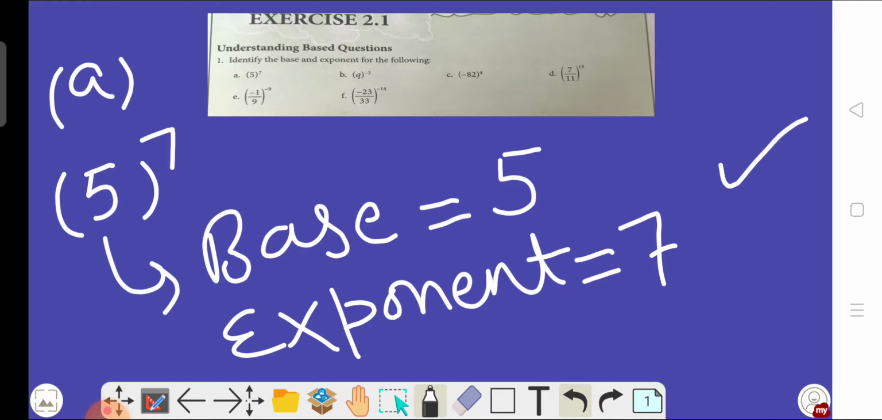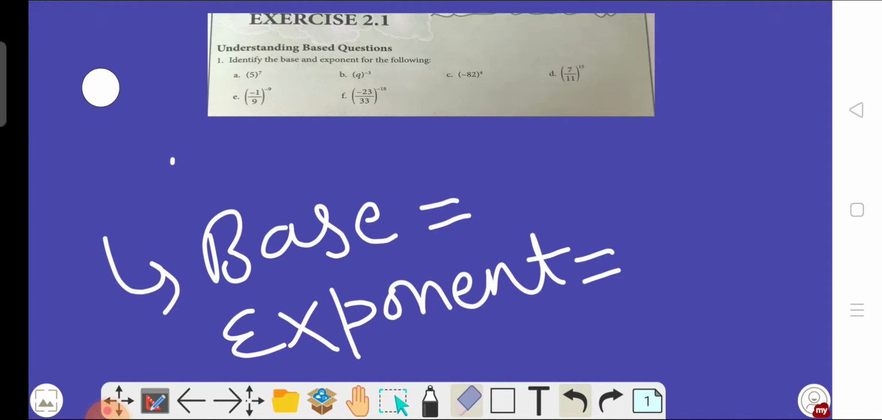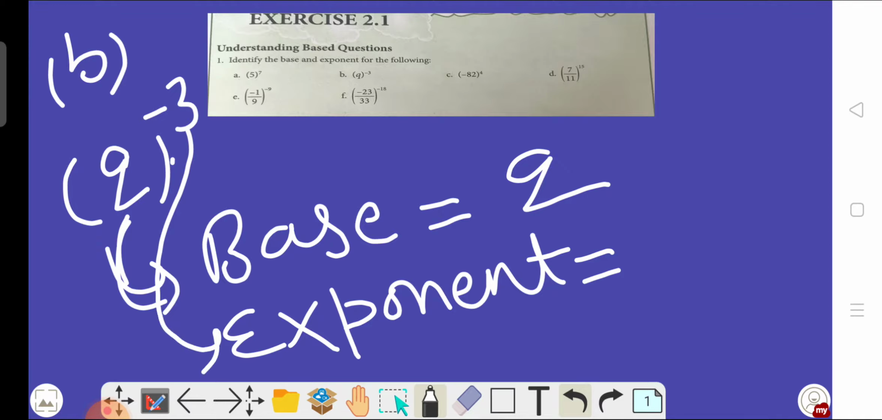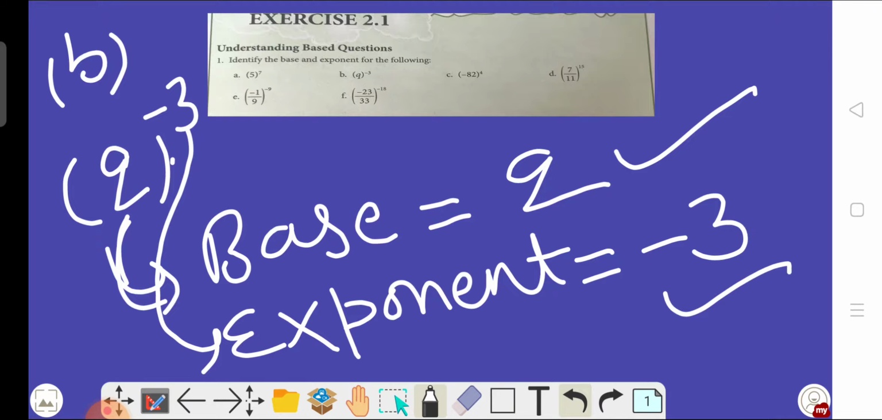Now we will solve the b part. In the b part, what is given? We have been given q raised to the power minus 3. So the base is q and the exponent is minus 3. So this is the base and this is the exponent of the b part.